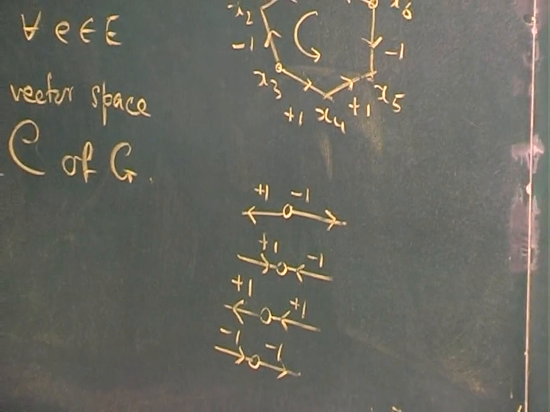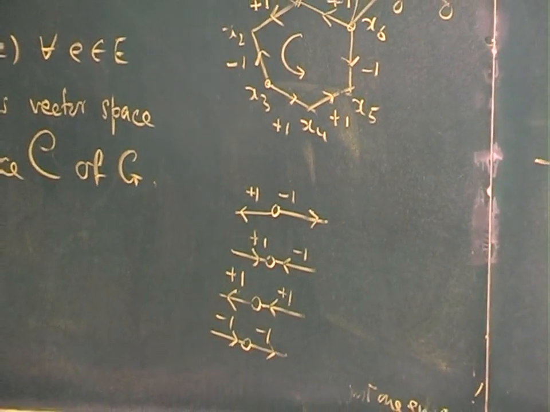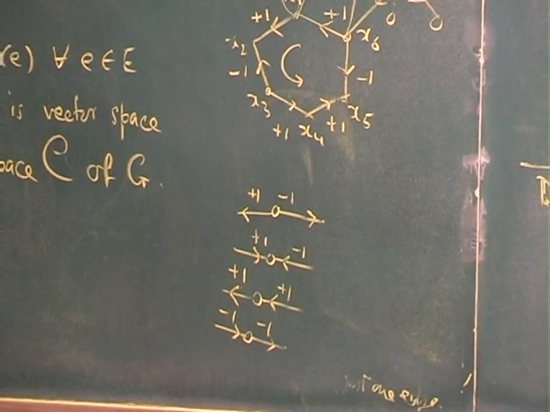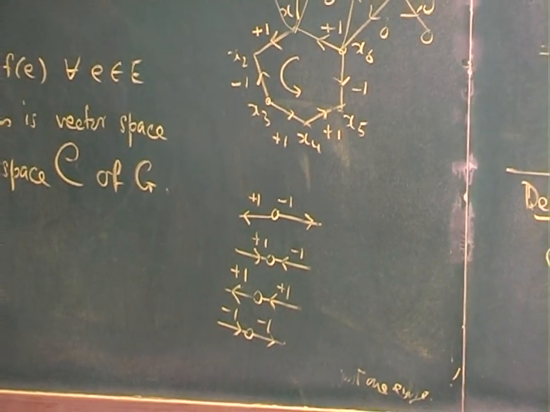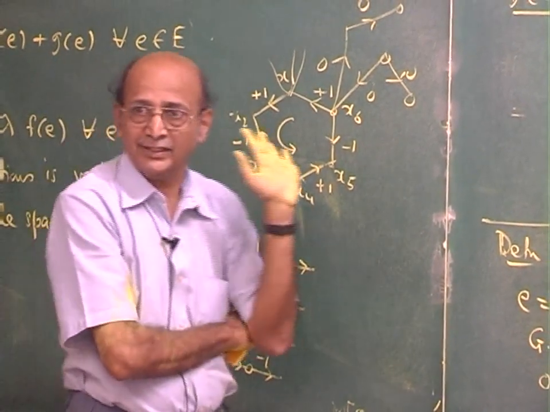It so happens that the vector space of all circulations, the cycle space, is generated by these kinds of circulations. These are called the fundamental circulations associated with the graph. Is that clear?